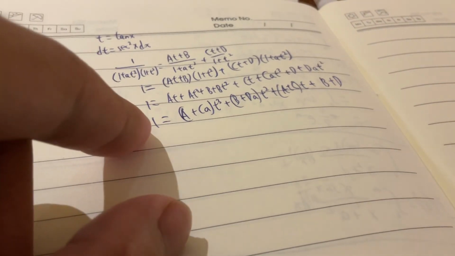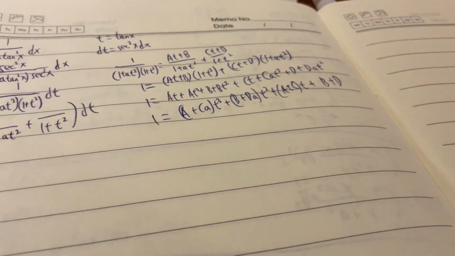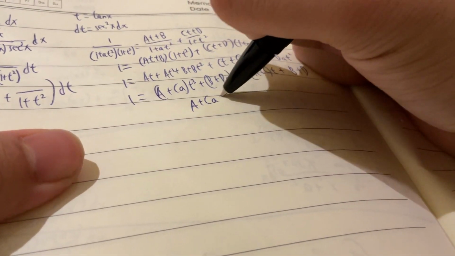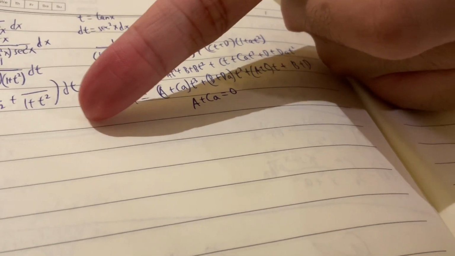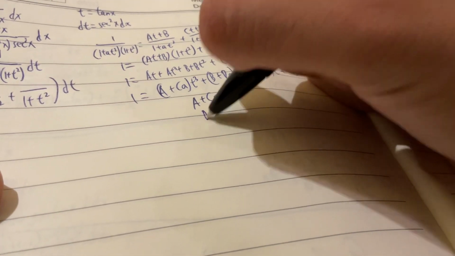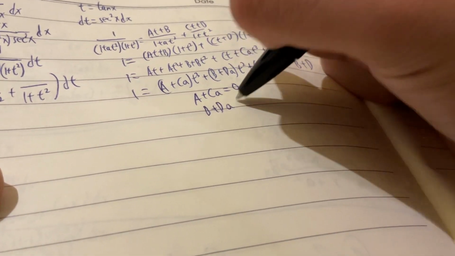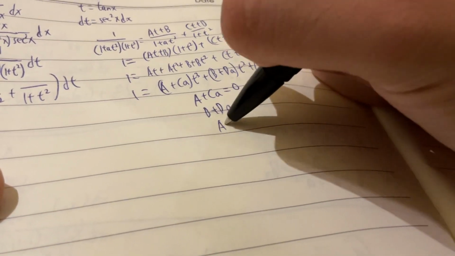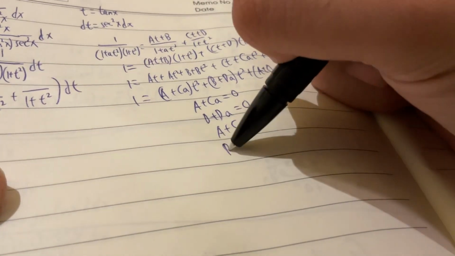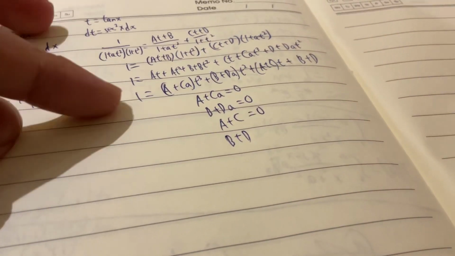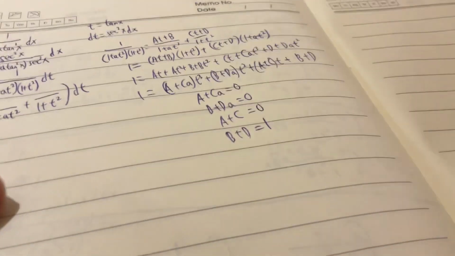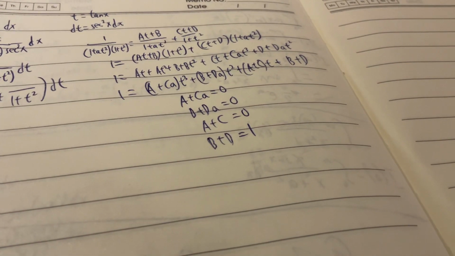And then compare both sides. By comparison, you get a plus ca is equal to 0, right? Because the coefficient of t cubed here is 0, right? And then b plus da is equal to 0 as well, and so is a plus c equal to 0. And then the only one left is just the constant. Compared to both sides, the constant here is 1. So b plus d is equal to 1. Like that.